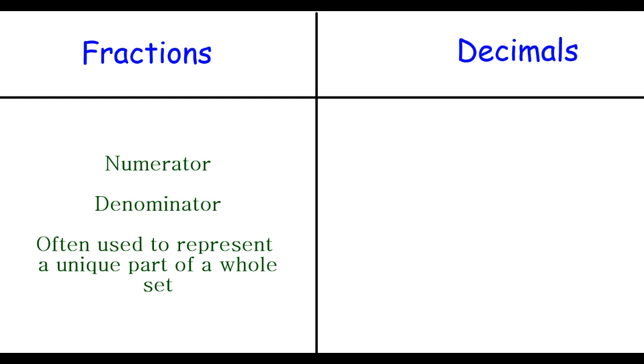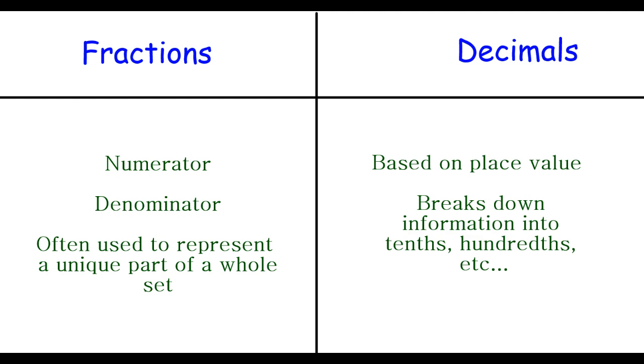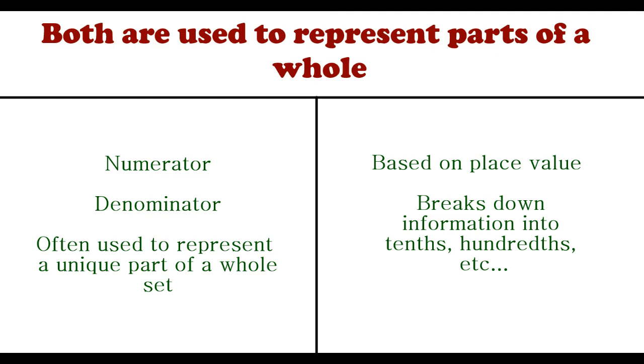As far as decimals are concerned, a few things you might have remembered about them is that they're based on place value. They break down the information into tenths, hundredths, thousandths, etc. But one thing that you probably notice about both of them is that they are both used to represent parts of a whole value. Now we can have fractions and decimals that represent integer whole number values, but more often than not when we're talking about fractions and decimals as ideas, it's because we're talking about values that are between two whole numbers, between 0 and 1, between 1 and 2, between 2 and 3, between 100 and 101, representing partial numbers by using fractions and decimals.